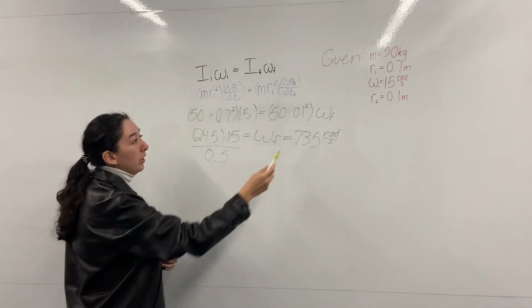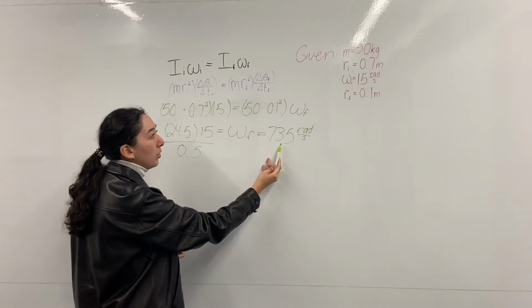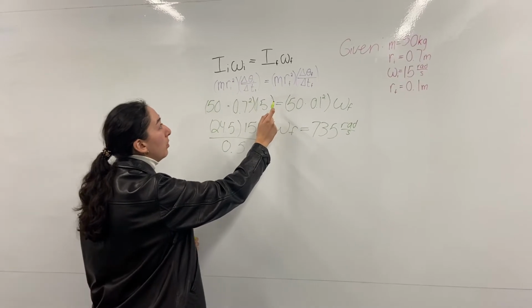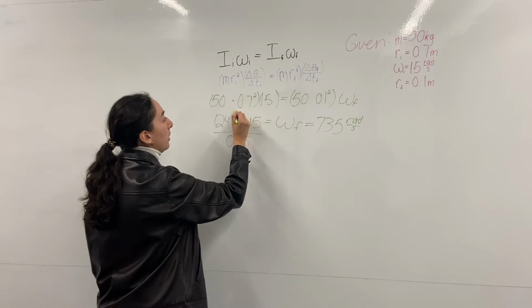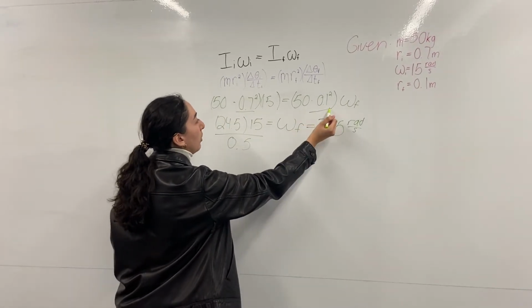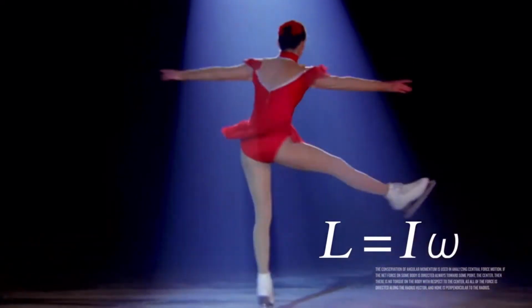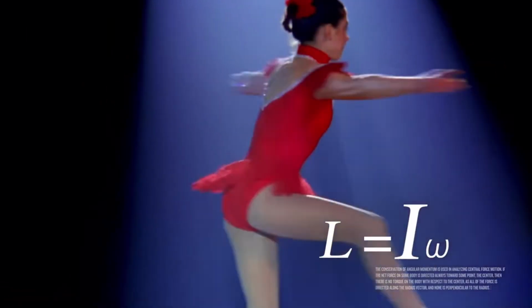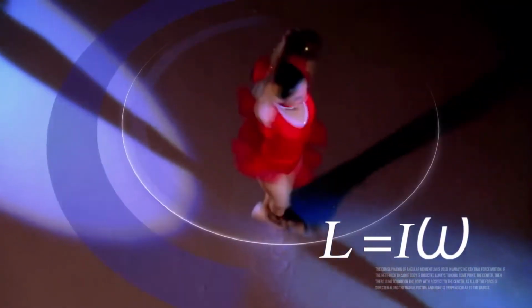So to compare, our initial angular velocity was 15, and our final is now 735, which is a major increase. And this is due to the relation between inertia and radius. So decreasing radius, as we did here, from 0.7 to 0.1 drastically increases angular velocity. From this previous equation, we can see that for figure skaters, by using their arms, decreasing their radius, they're able to increase their rotational speed.